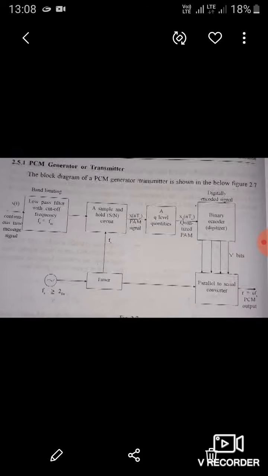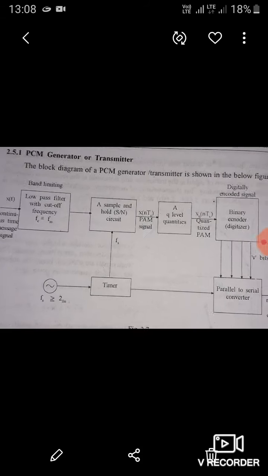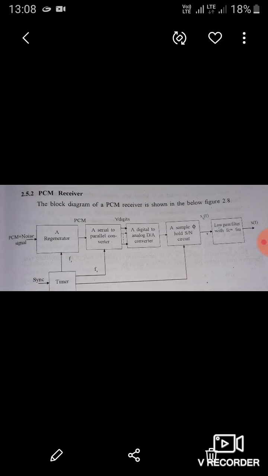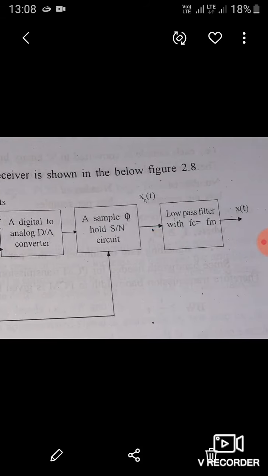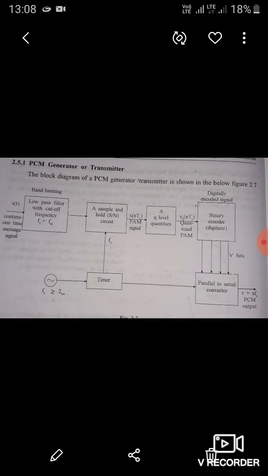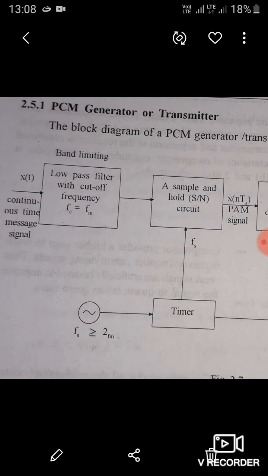In order to understand the complete PCM technique, we need to consider the two block diagrams. One is the PCM generator, as you can see here, and one more is the PCM receiver, as you can see here. Let us start with the PCM generator.